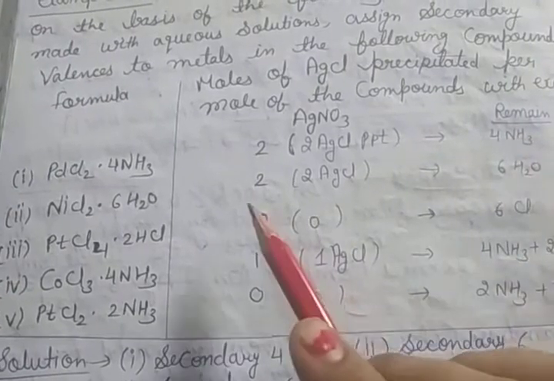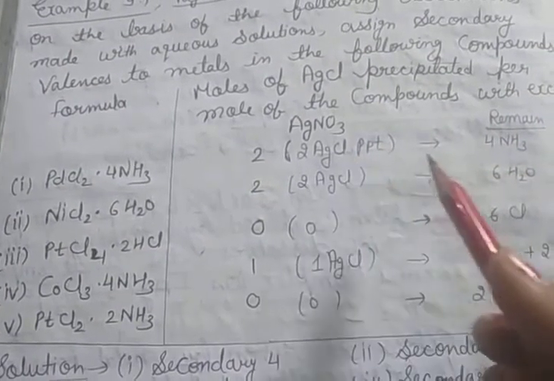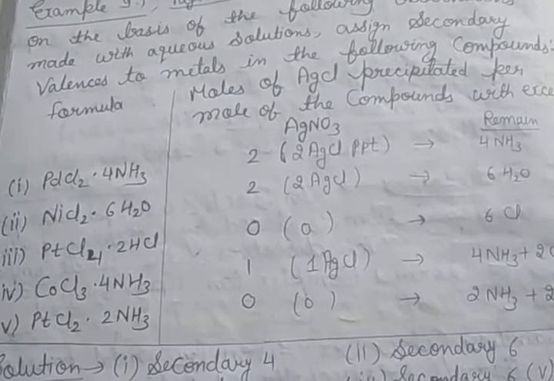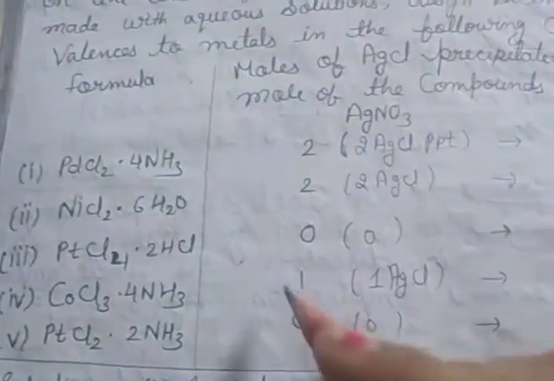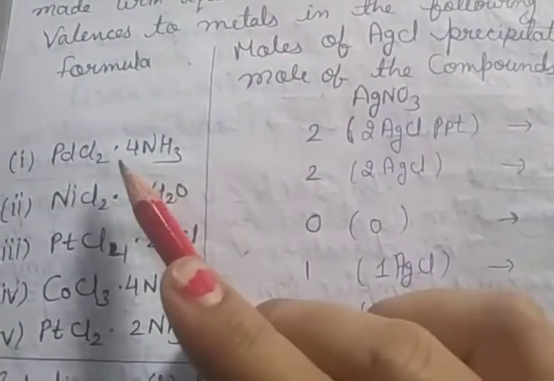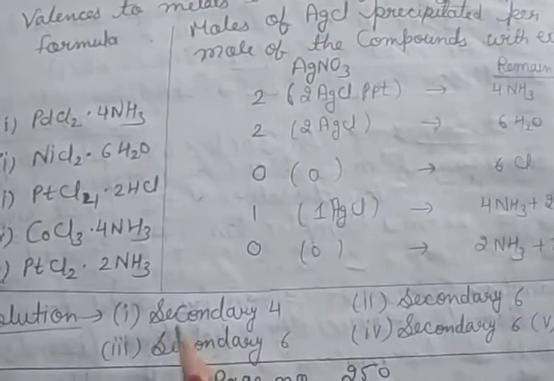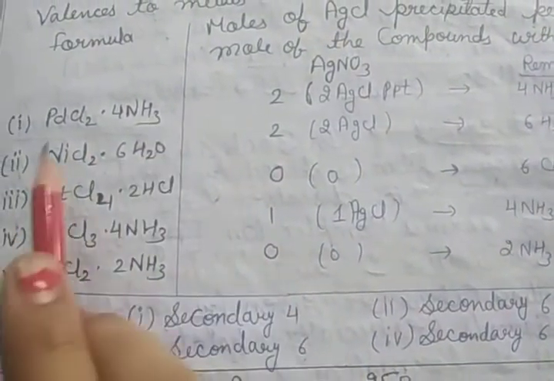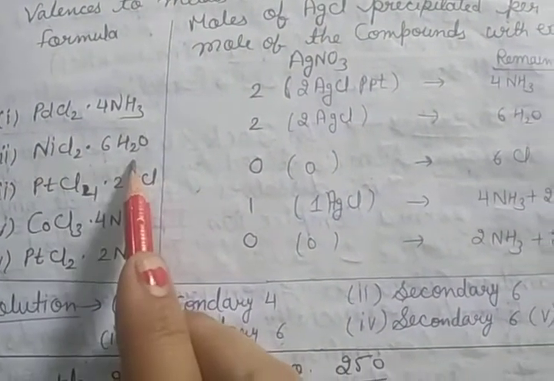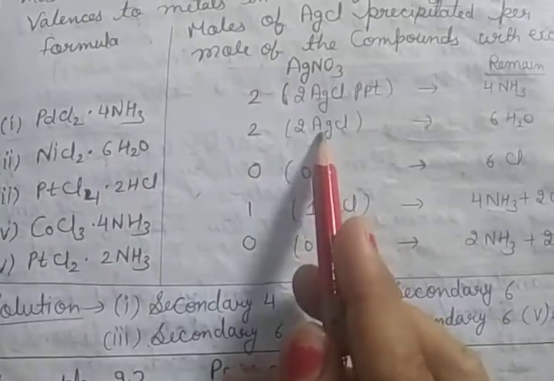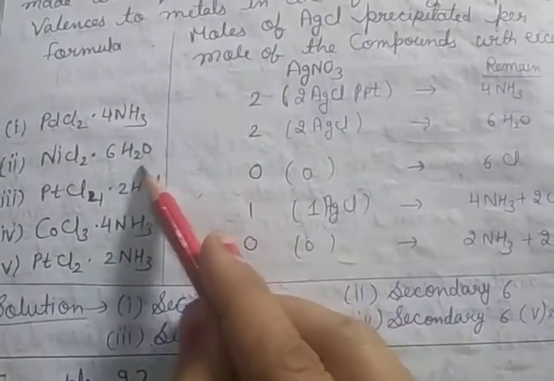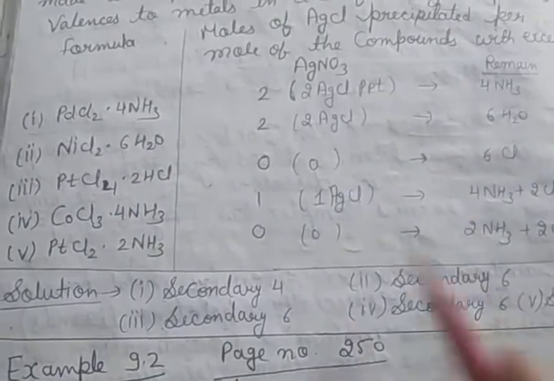Okay, so here secondary valency means how many ligands are attached. So here you see PdCl2.4NH3. Here 4 ammonia attached, so remaining, secondary valency is 4. Second one, NiCl2.6H2O. So 2Cl, 2 AgCl precipitate form. So remaining is 6H2O. So secondary valency is 6.